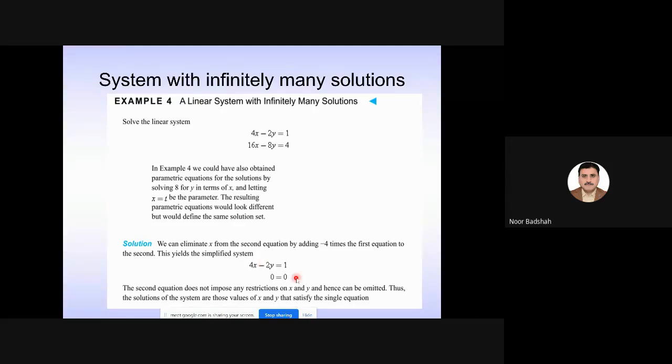In this case, we are having one equation and two variables. So there is one free variable. Okay, and therefore the system will be having many solutions.